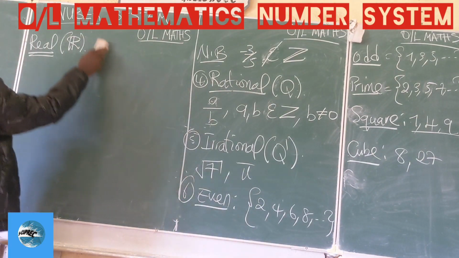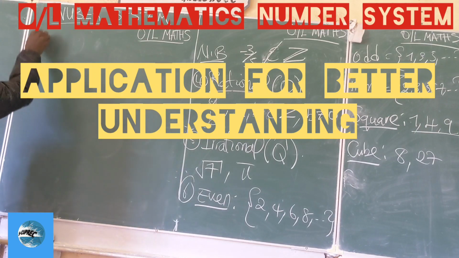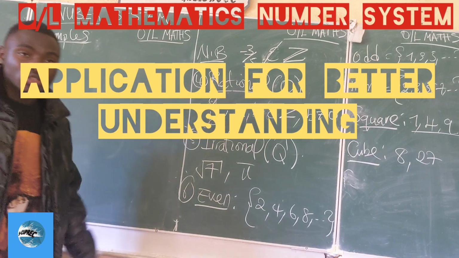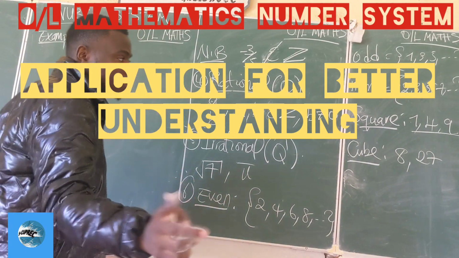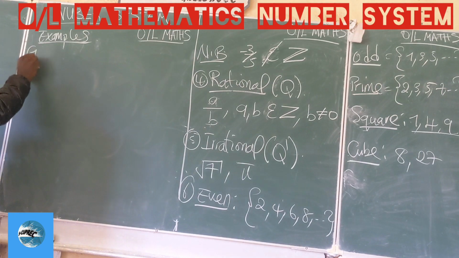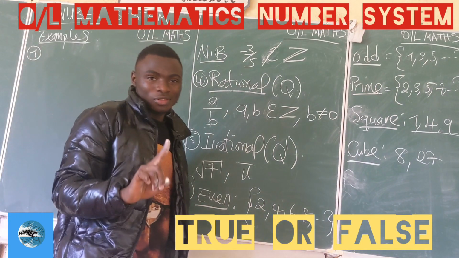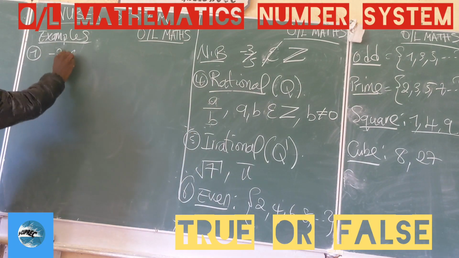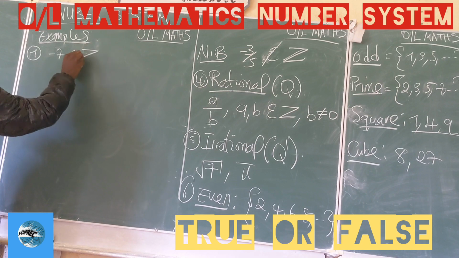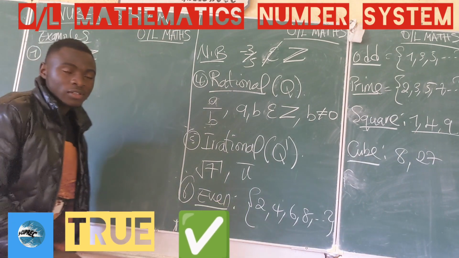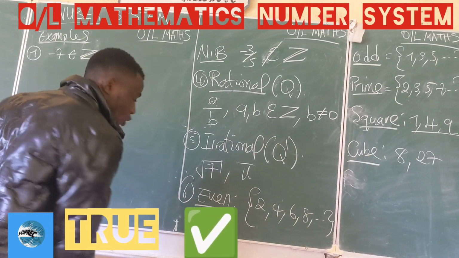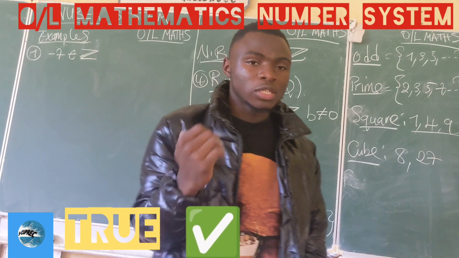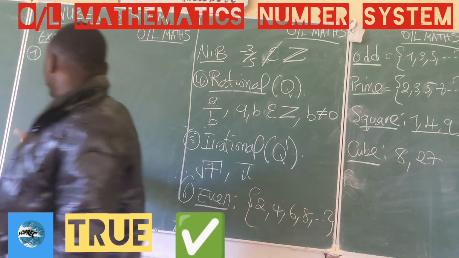It is necessary that we look at some exercises for better understanding, to see how the exam body always sets questions, okay? This is very necessary, so let's pay attention. In these exercises, we are going to be answering true or false, okay? So let's follow through. The very first exercise: is -7 an element of the set of integers? True or false? It is true. Why? Because we know that integers consist of negative whole numbers, positive whole numbers, and the number 0. Not so? Very good. So this is true.